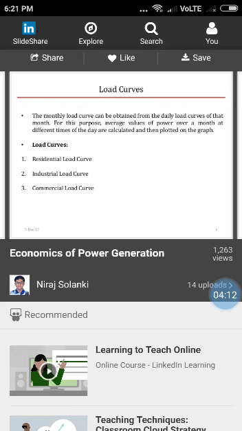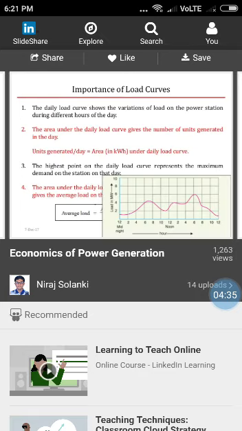The monthly load curve can be obtained from the daily load curves of that month. For this purpose, average values of power over the month at different times of the day are calculated and then plotted on the graph. The different types of load curves are residential load curve, industrial load curve, and commercial load curve.